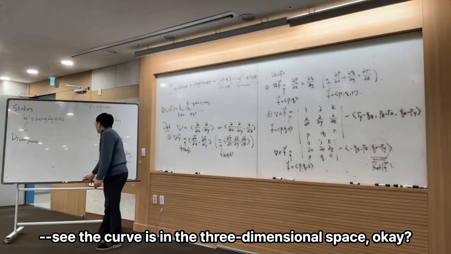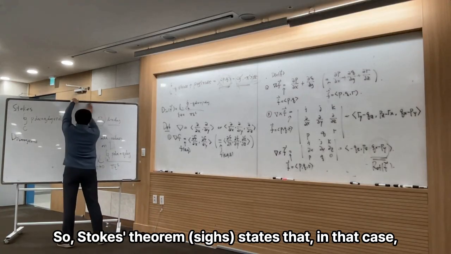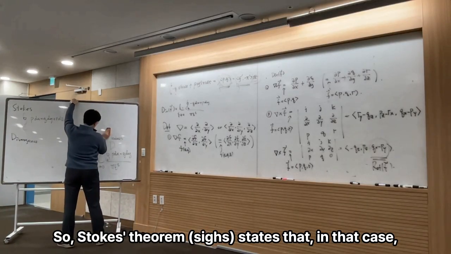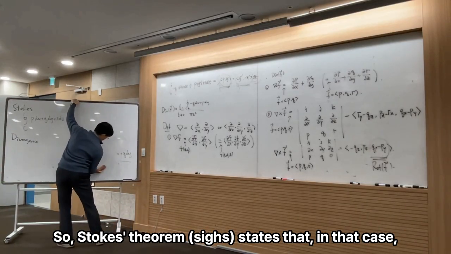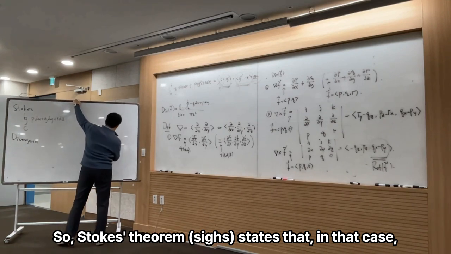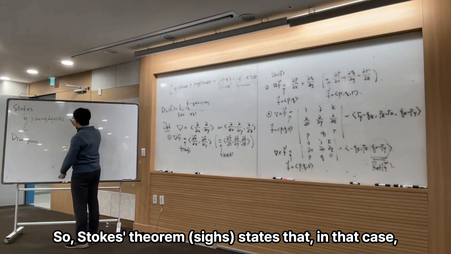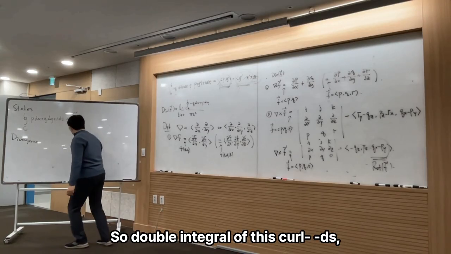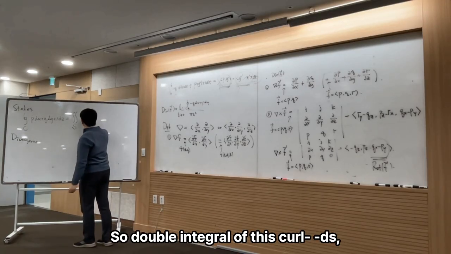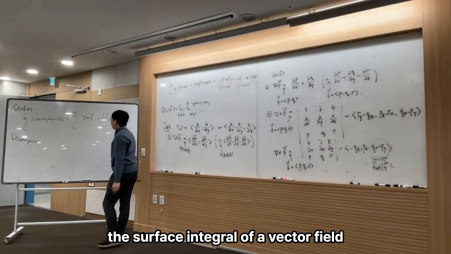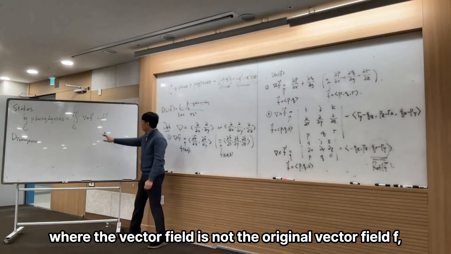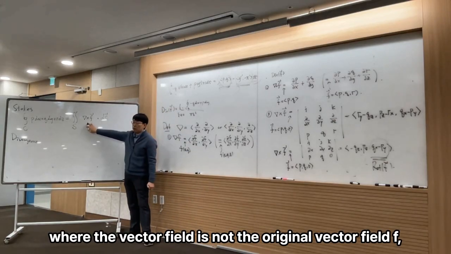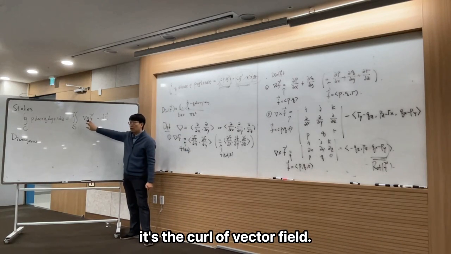Okay, so Stokes' theorem states that in that case, this is equal to, not this one, the double integral of this curl dS, the surface integral of a vector field, where the vector field is not the original vector field F, it's the curl of the vector field.